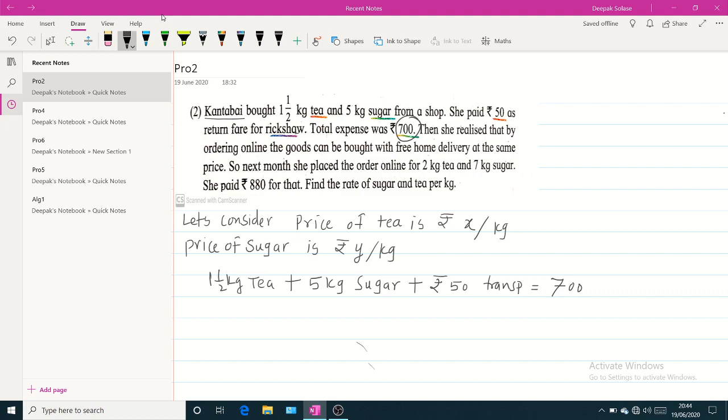We already considered that for 1 kg the price is rupees x. So for 1.5 kg, which is 3/2, she needs to pay 3/2 x, plus for 5 kg she needs to pay 5y, plus this 50, equal to rupees 700. So now we have the situation. This is the first equation that we have.